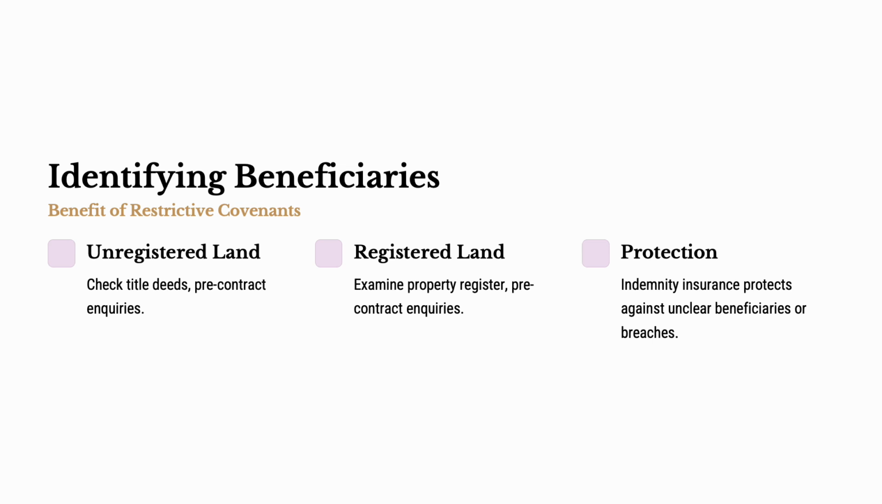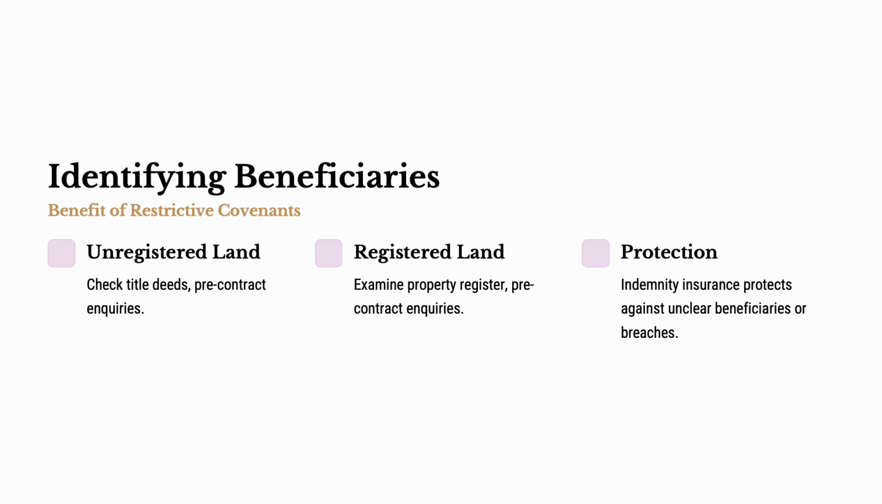When beneficiaries cannot be clearly identified, or when there is uncertainty about whether a covenant has been breached, indemnity insurance provides protection, and that's the best thing. The buyer can obtain insurance against the risk that an unknown beneficiary later emerges and seeks to enforce the covenant. This is common practice when dealing with older covenants or where title is unclear.